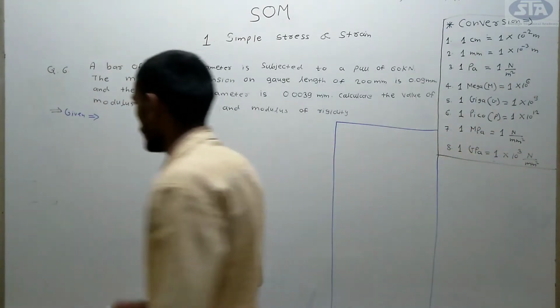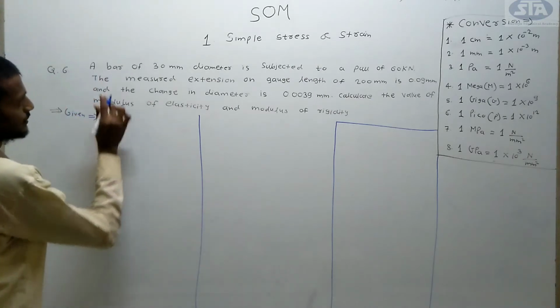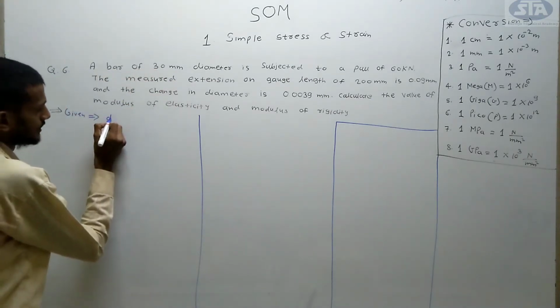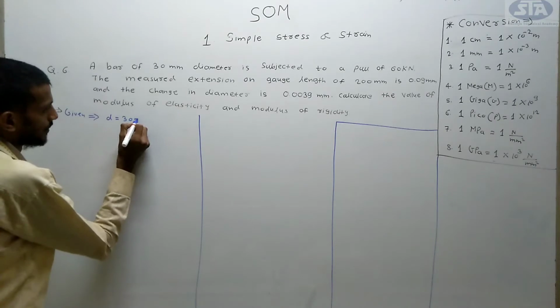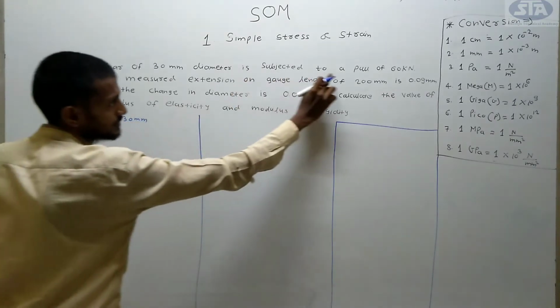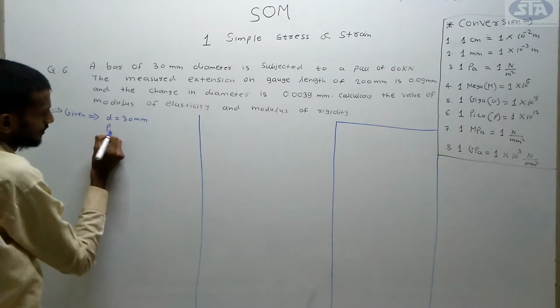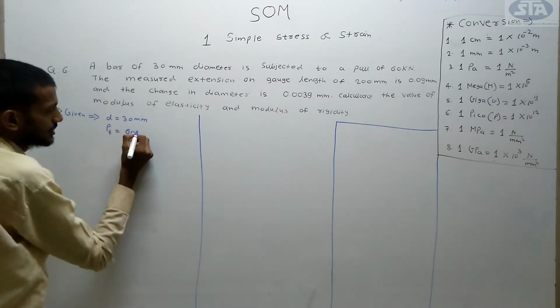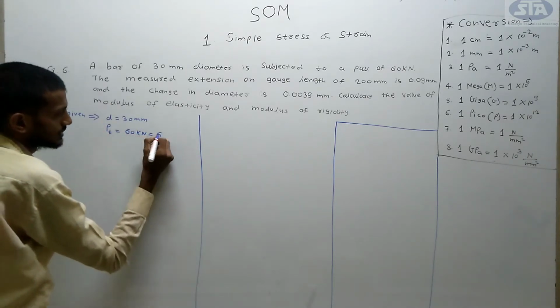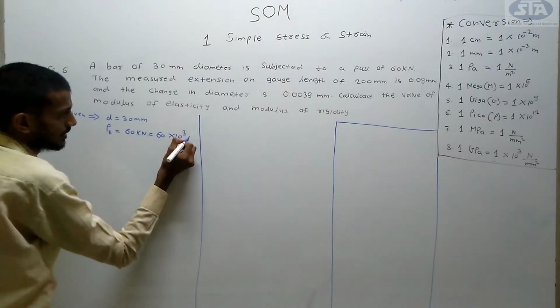So now, given data: a bar of 30 mm diameter is subjected to a pull of 60 kN. Pull means tensile force, which is given as 60 kN. Convert into Newton: 60 into 10 raised to 3, which is in Newton.